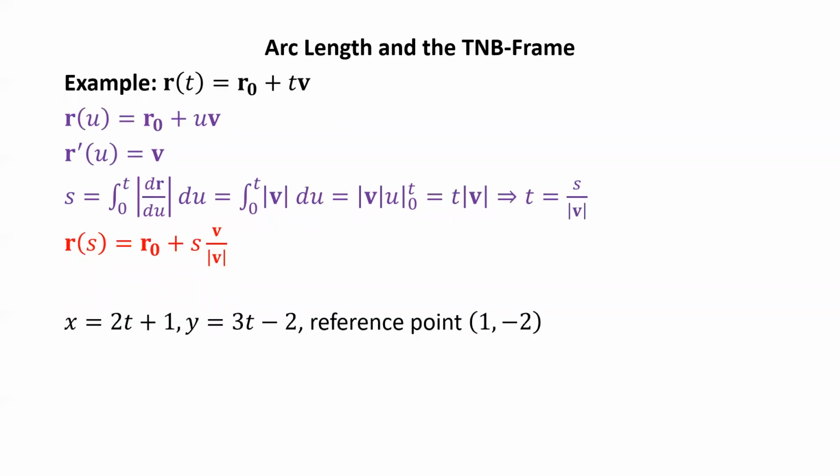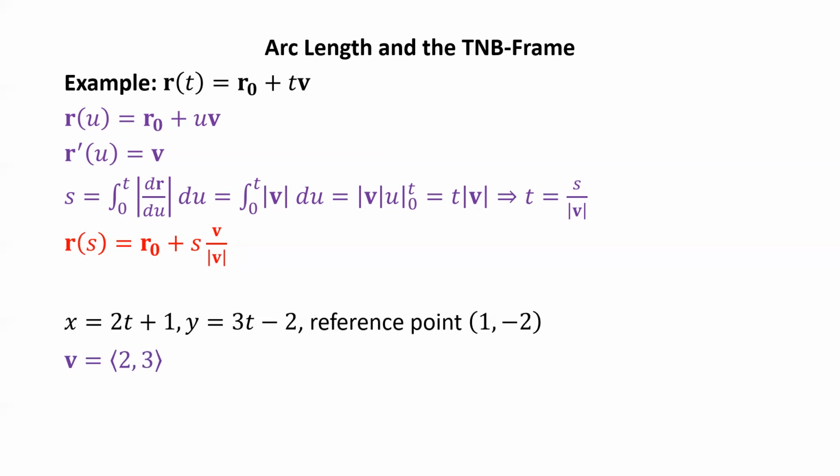Let's do a specific example. X equals 2t plus 1, y equals 3t minus 2, with reference point (1, -2). Note that I chose the reference point corresponding to t equals 0. So pause the video and see if you can write an arc length parametrization for this line using the formula we just derived. Then resume the video to check your answer with mine.